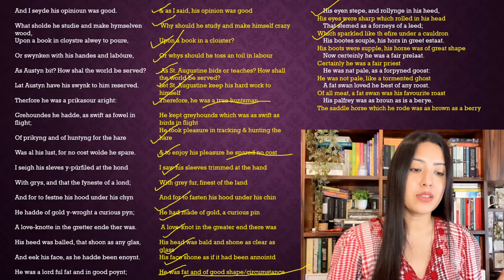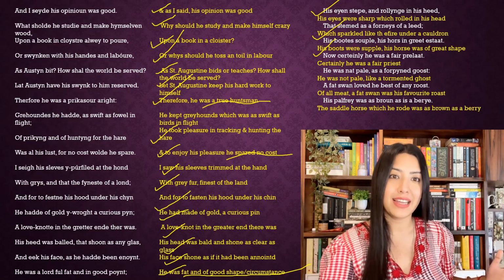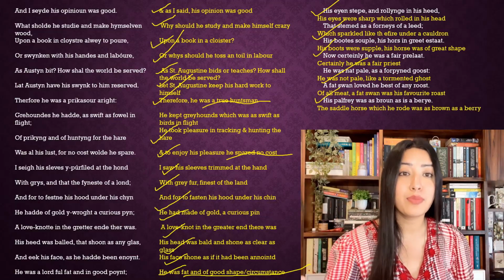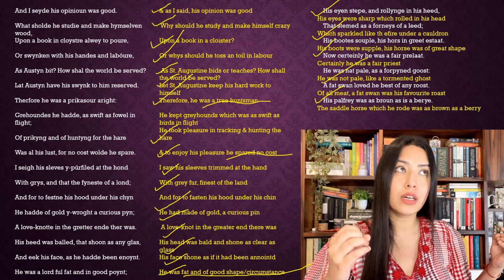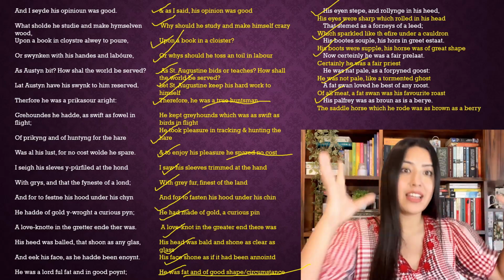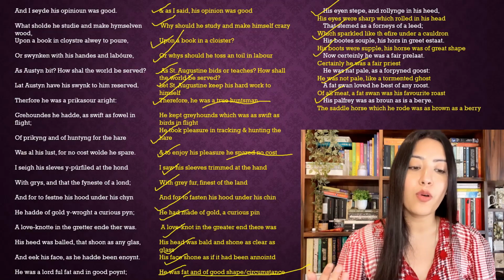So certainly he was a fair priest. He was not pale like a tormented ghost. A monk, like I'm saying again, he was in good shape. He was good looking. He was a fair priest, and he was not white and pale, and there was no sign of turmoil. There's no sign of labor and sacrifice in his countenance, in his appearance. So he was not pale like a tormented ghost.